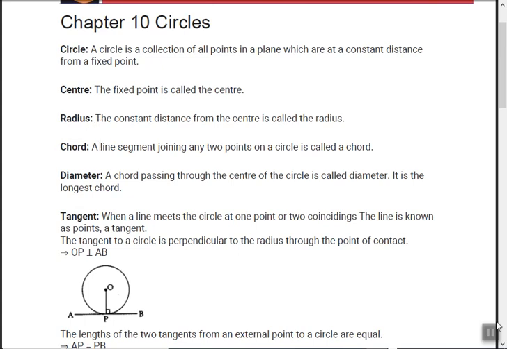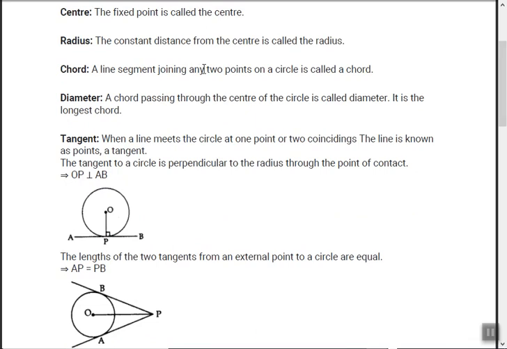Chord. Now chord is something different. A line segment joining any 2 points on the circle is called a chord. Means on the circumference, if you take any 2 points and join them, that's called a chord. Every diameter is a chord. A chord passing through the center of the circle is called a diameter. So the diameter is just a chord passing through the center and joining the opposite sides of the circle. So basically every diameter is a chord. It's the longest chord basically.